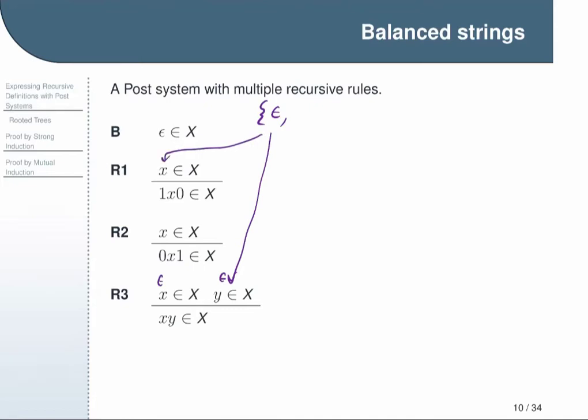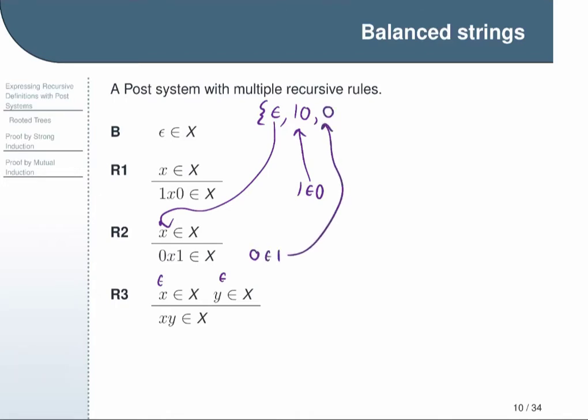If we plug the empty string into our x, then what we're going to get out is 1, empty string, 0, and that means the string just 1 0 is in our set. And then if we do something similar and plug the empty string into R2, we would get out the string 0, empty string, 1, which is just the string 0 1.